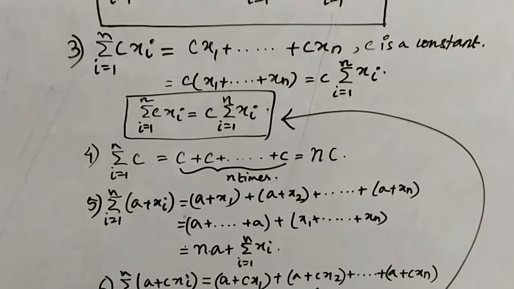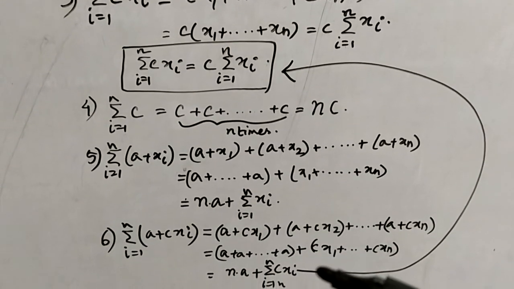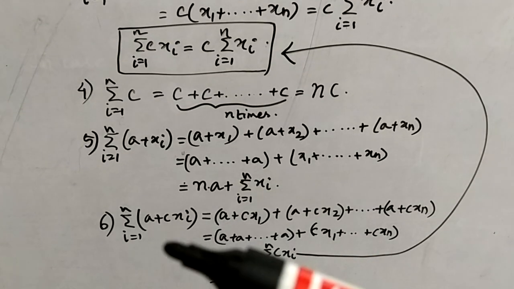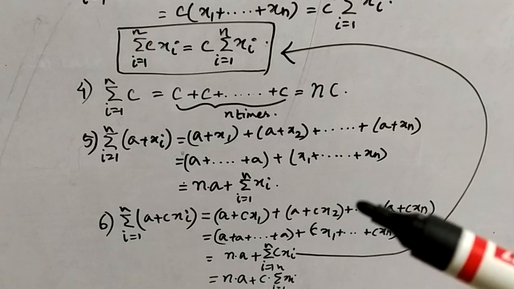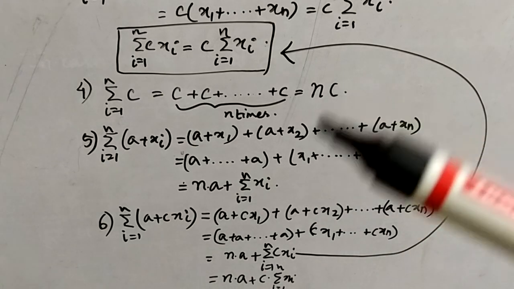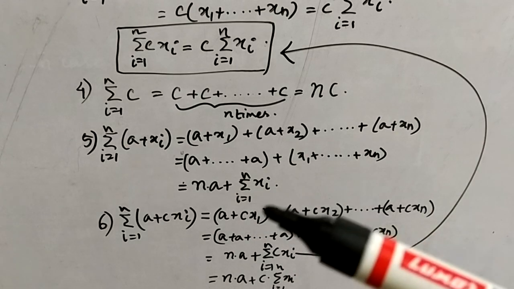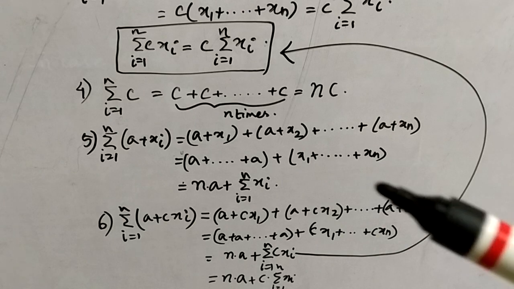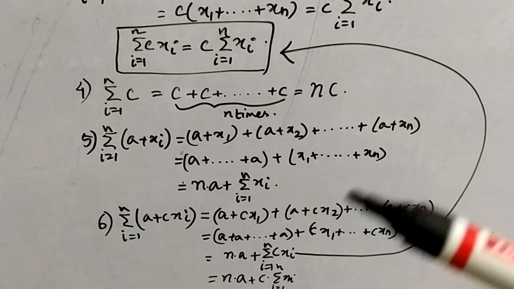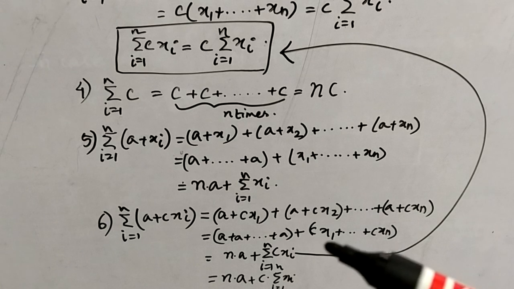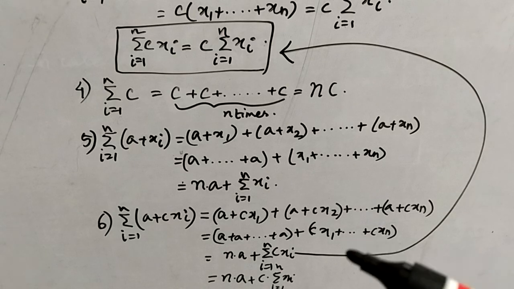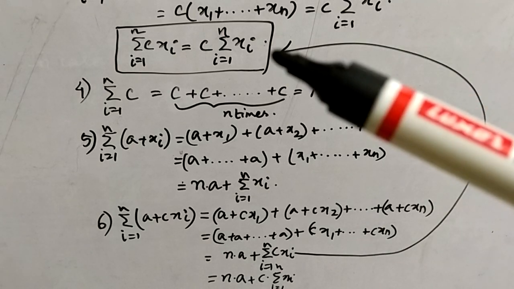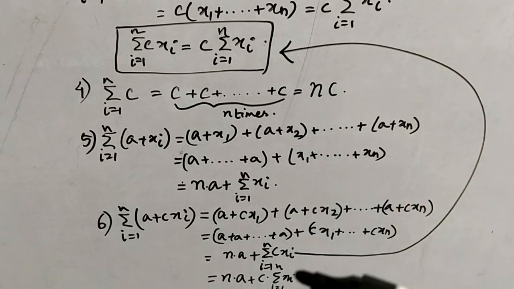Now the next part, which is number 6: the summation of a plus c xi. I just hope you're getting more clarity about what we are doing exactly. Here we are again putting the values of i, merging a on one side and cxi on the other side. You can take out the value c and then sum the x up, or directly put the value that we calculated in funda number 3. You will get this number 6 formula.